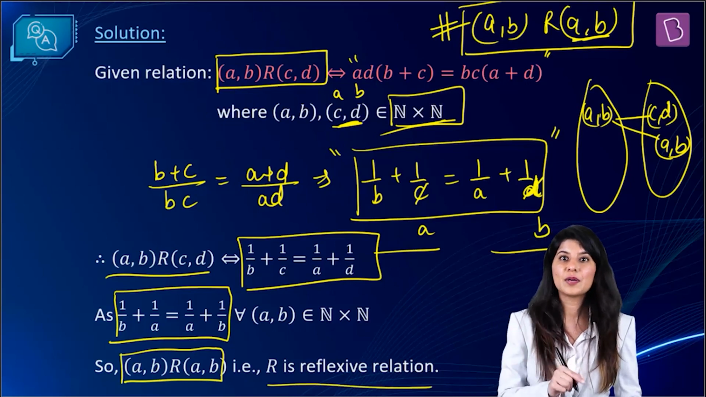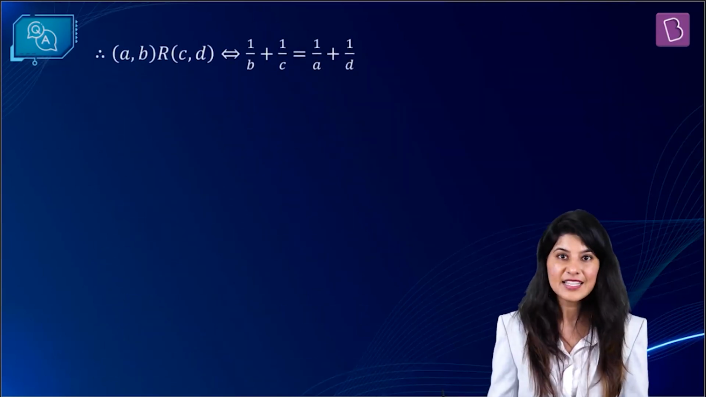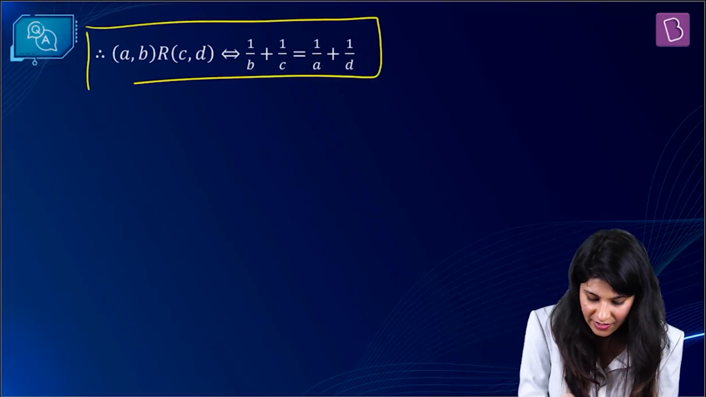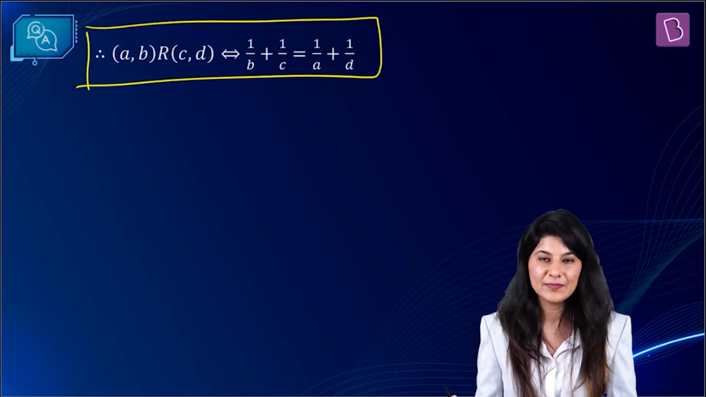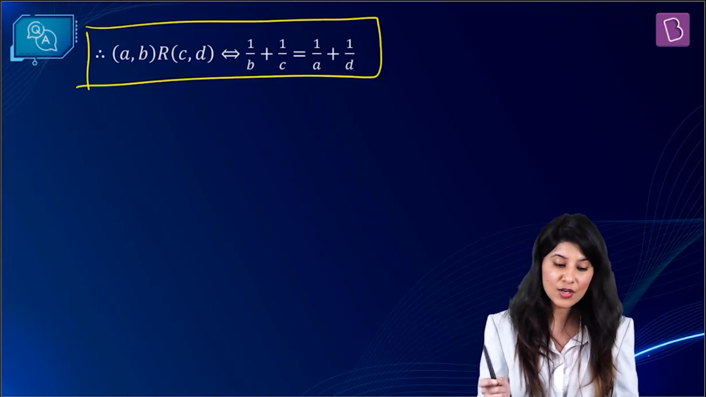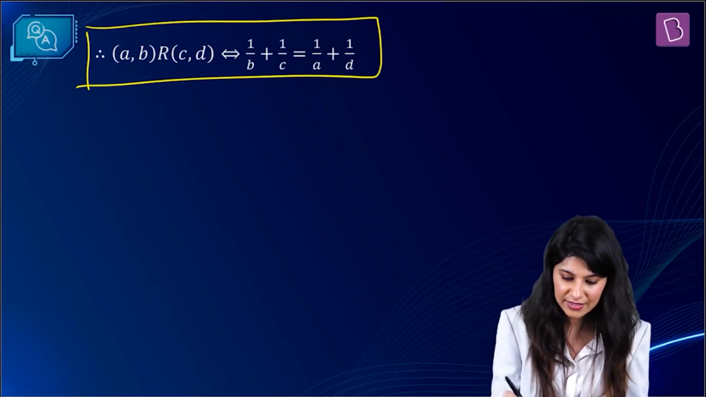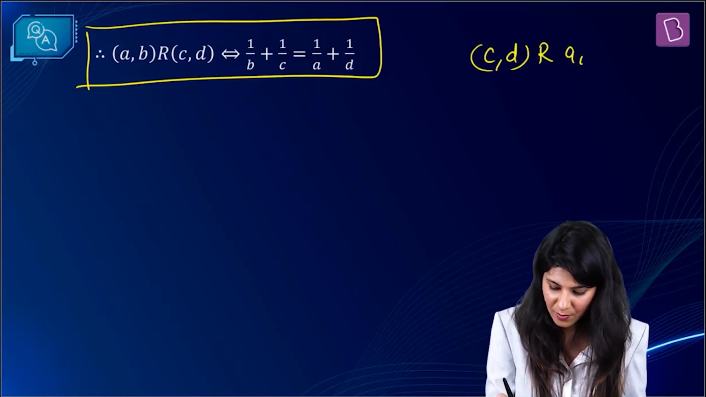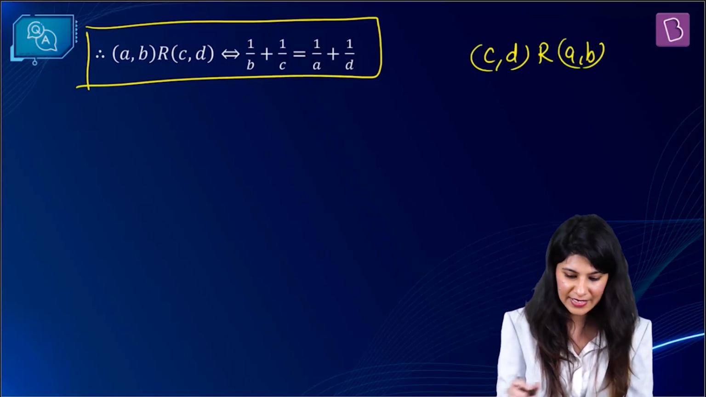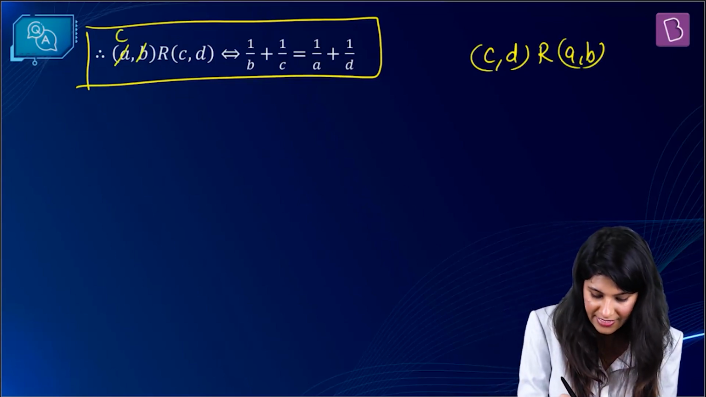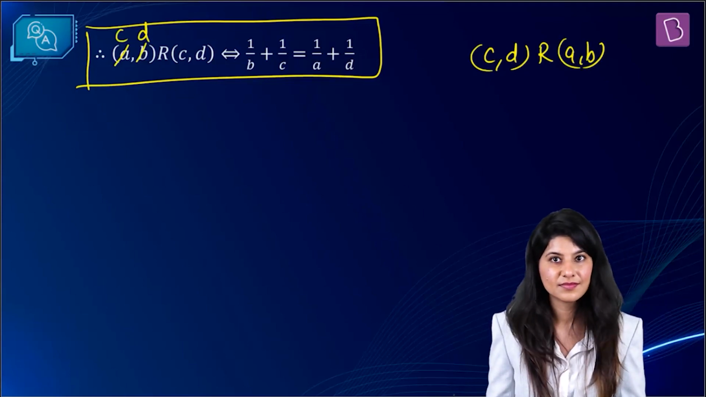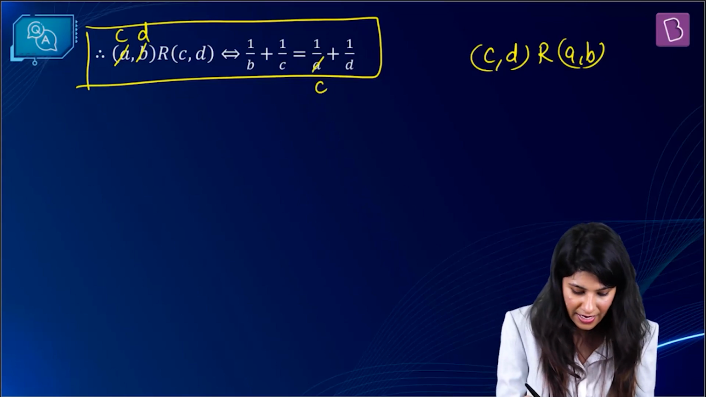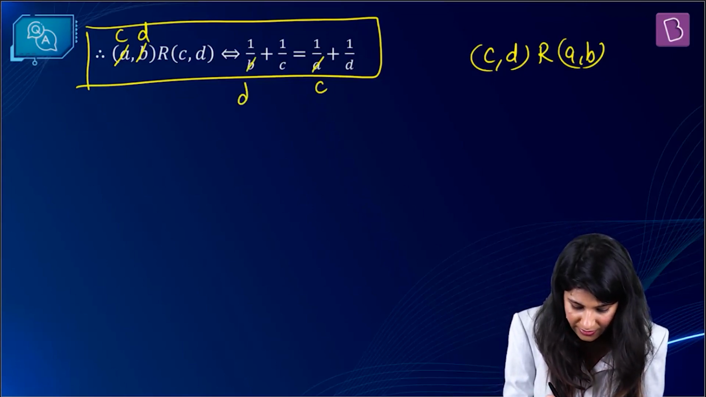Sorted. Let's talk about whether this relation is symmetric or not. So we have this: (A, B) is related to (C, D). In symmetric, we need to check whether (C, D) is related to (A, B) or not. For that, we just need to replace A by C and B by D. So A, I'll be replacing with C, and B, I'll be replacing with D.